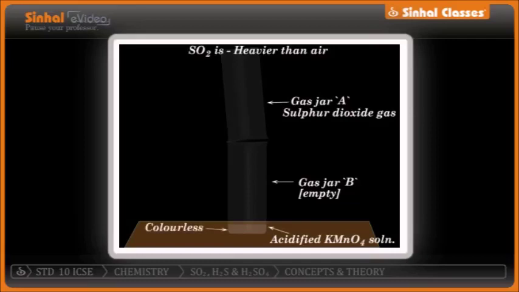The reason for this was, in the beginning, the jar containing KMnO4 was filled with air. The moment you invert a jar containing SO2, SO2 being heavy will go down and the air will move upward. So KMnO4 will come in contact with SO2. So there is a color change from pink to colorless, indicating SO2 is heavier than air.